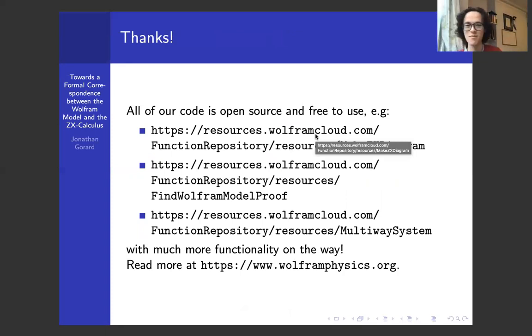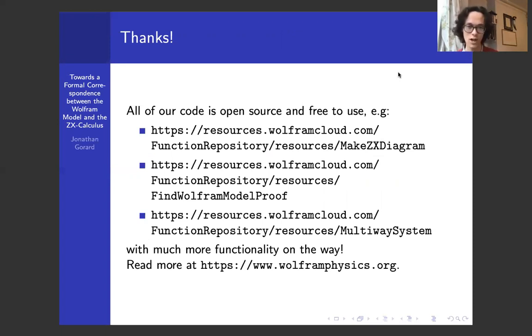I've left a reasonable amount of time for questions because that's obviously going to be the more interesting part of this. I just wanted to quickly mention at the end that all of the code that was used to produce the diagrams in this presentation, all the code for producing all of the arguments in the paper, is all free and open source. You can go and download it from the Wolfram Function Repository.